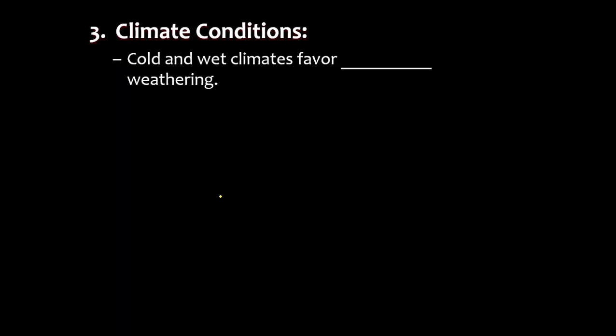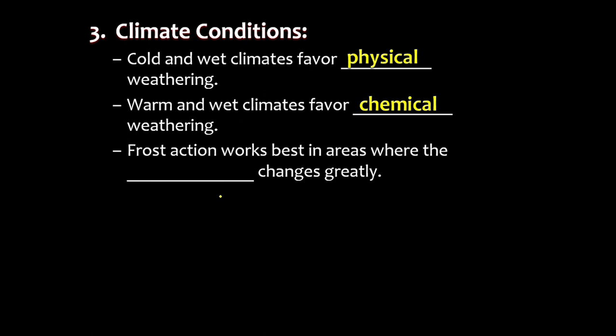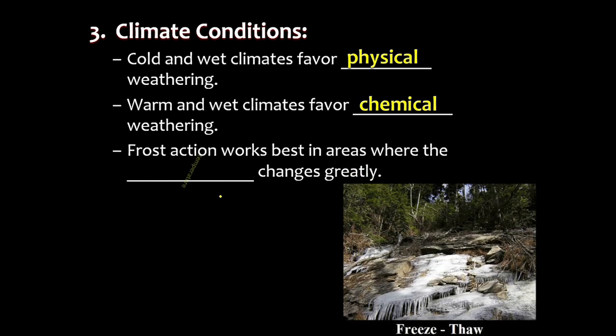And finally, we have climate conditions. So climate, remember, long-term weather. So when we have a cold or a wet climate, it's going to favor physical weathering. When we have a warm and wet climate, this is going to be more chemical weathering. Right? And then frost action, you need the temperature to change, right, at a fairly regular rate, meaning cold at different times, warm at different times.